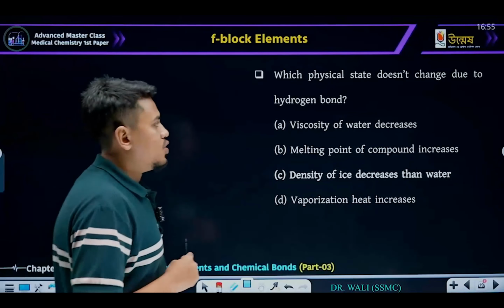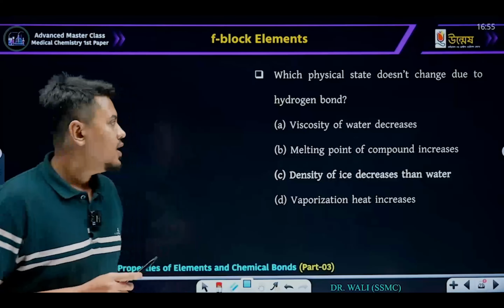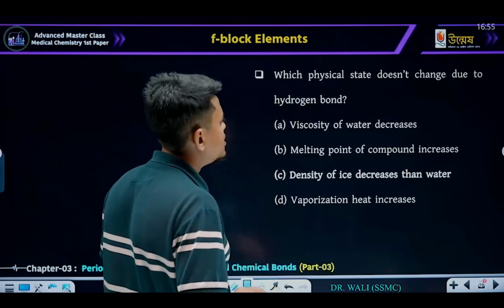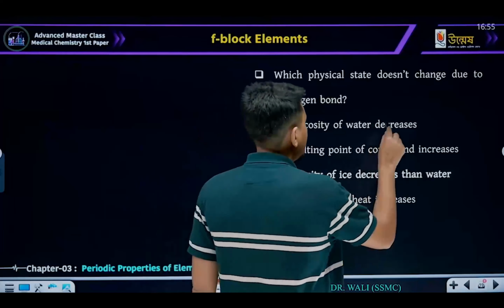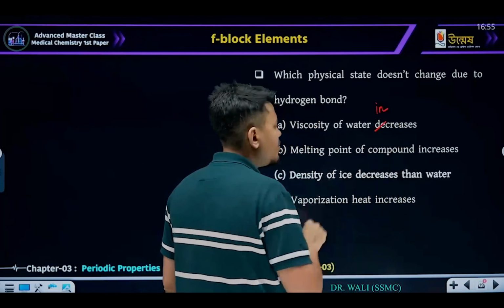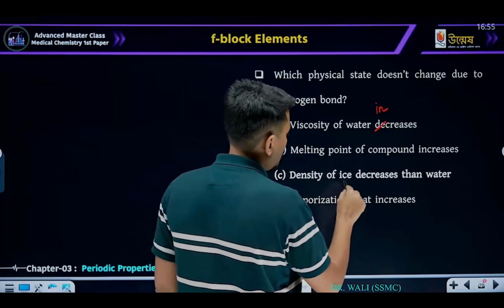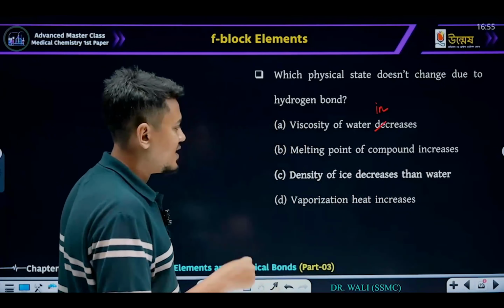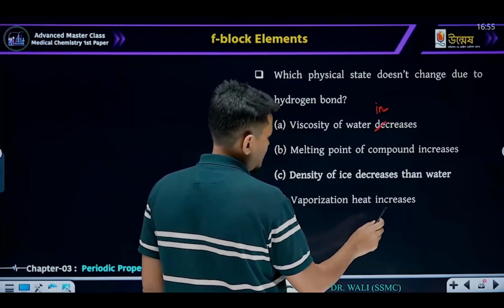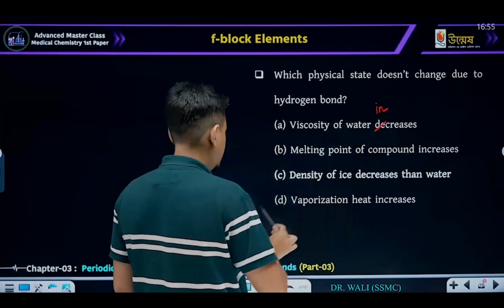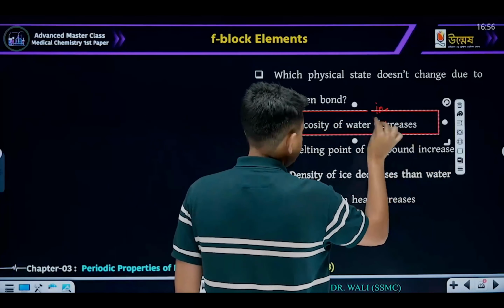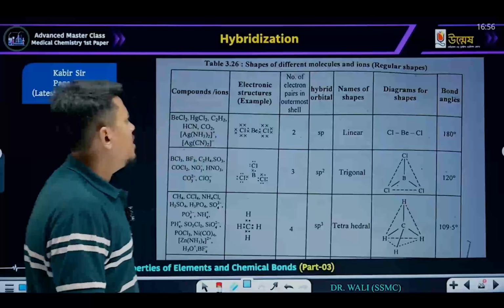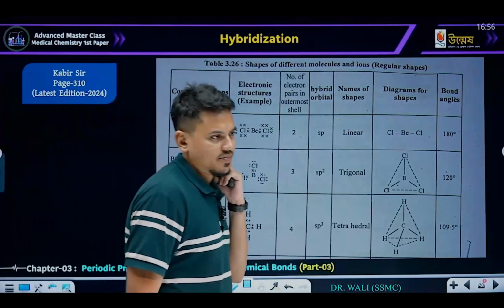Now, which physical property does not change due to hydrogen bond? Viscosity of water decreases. No, viscosity of water increases. Melting point of compound increases. True. Density of ice is lower than water. Vaporization heat increases. So basically, which physical property does not change in hydrogen bond? This one, option A.